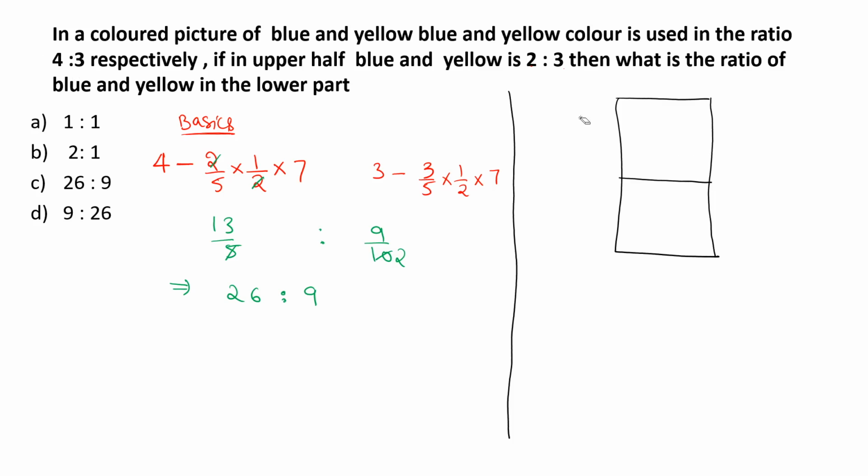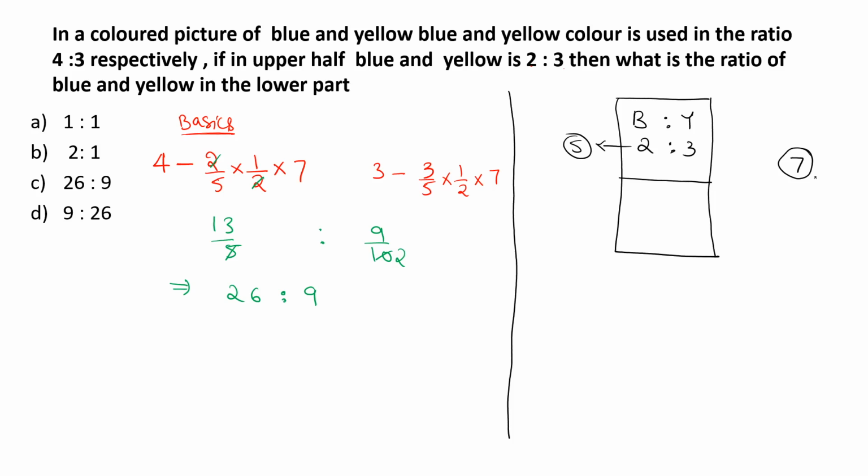Let us take the total value of the picture as 7 units, and the value of the upper portion, that means blue and yellow, was 2:3. The summation is nothing but 5. Here the total value was assumed as 7.